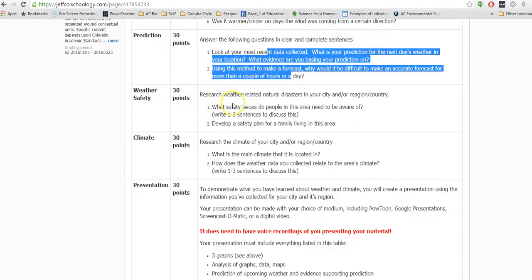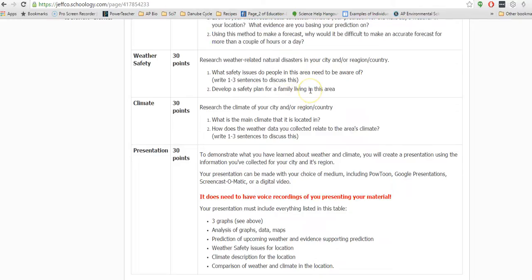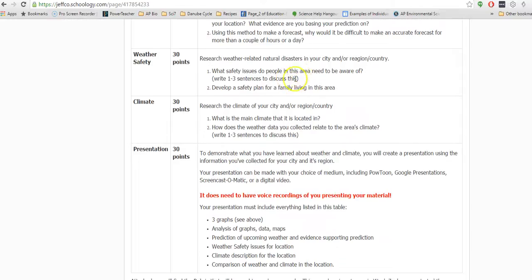Weather safety. You did a week on weather safety. So you need to look at the city you were collecting data on, and decide what kind of weather safety issues they might have in that area, and then develop a safety plan for a family living in that area. That is 30 points to include that in your project.